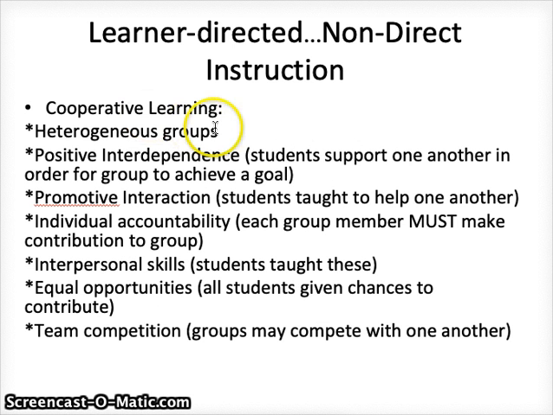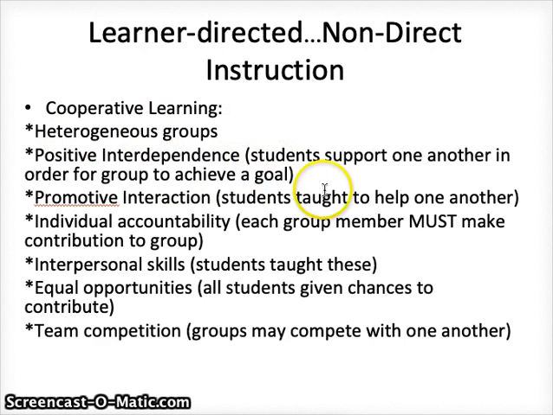When we talk about cooperative learning, we talk about 7 components that are absolutely necessary for it. One of them is that the groups have to be heterogeneous, and that doesn't just necessarily mean in ability groupings. It could be males, females, socioeconomic groups, students from diverse backgrounds. That's what we mean by heterogeneous groups.